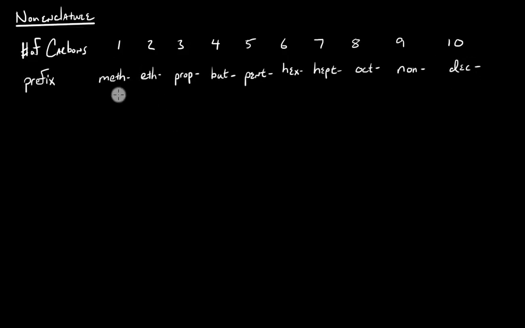And these prefixes are meth, eth, prop, but, pent, hex, hept, oct, non, and dec. So this is the way that you would count from 1 to 10 when we're trying to describe 1 carbon, 3 carbons, 6 carbons, 10 carbons, and so on.